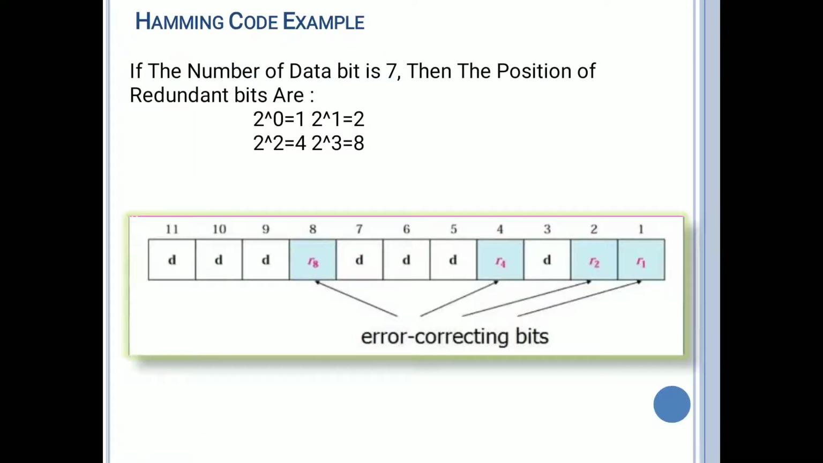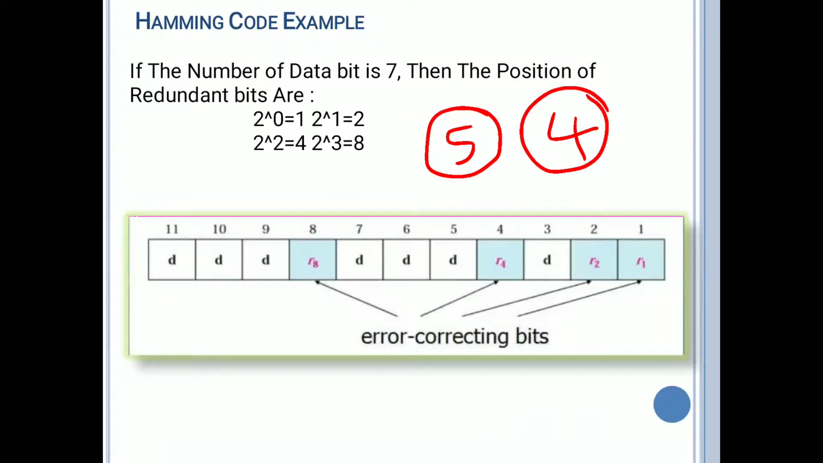Next. So if the number of data bits is 7, this is one of the examples. Then the position of redundant bits. In the previous case we discussed how many redundant bits there are. Now the question is where the redundant bits are added. We have 5 bits of data and 4 redundant bits need to be appended to this data. Do we add them on the LSB side or MSB side, or in the middle, or in the first position or in the second position? Where do we place these redundant bits?